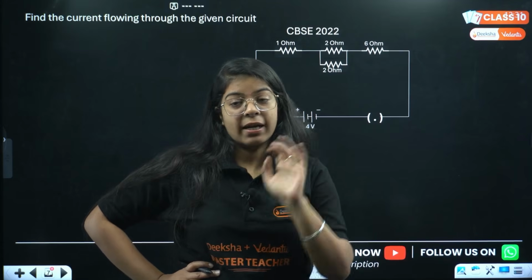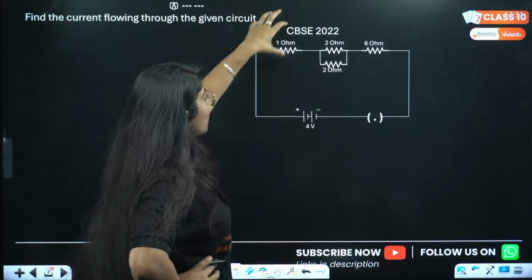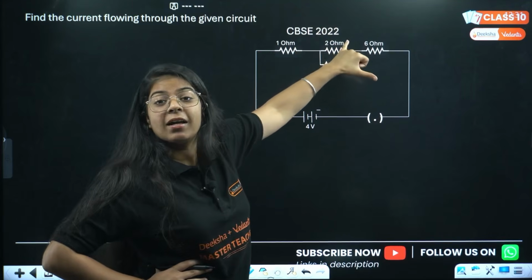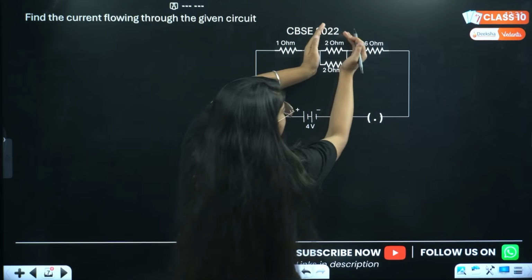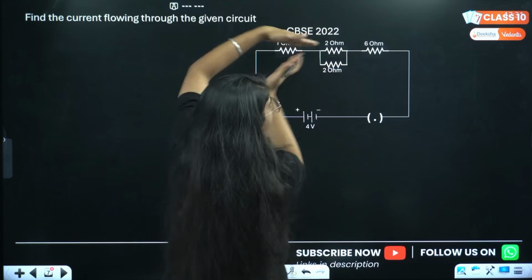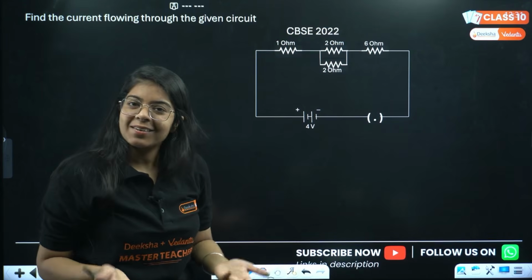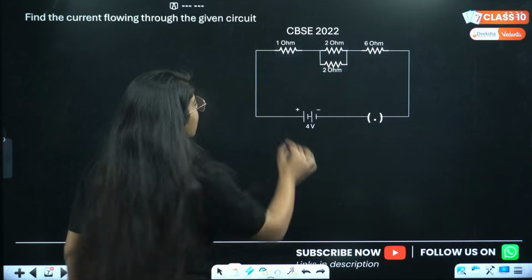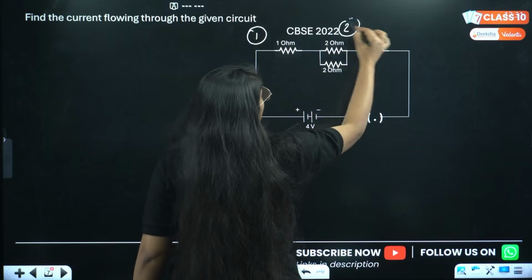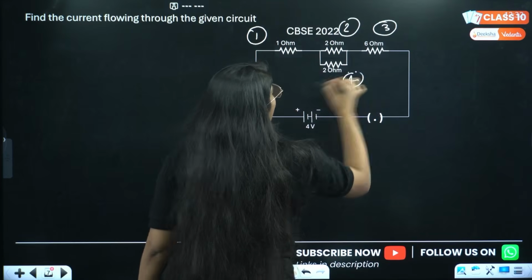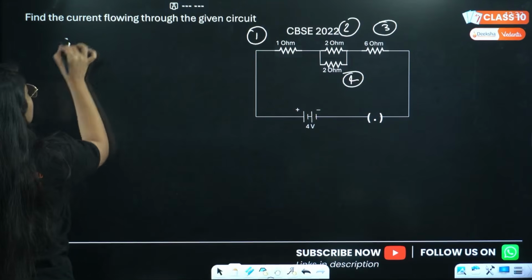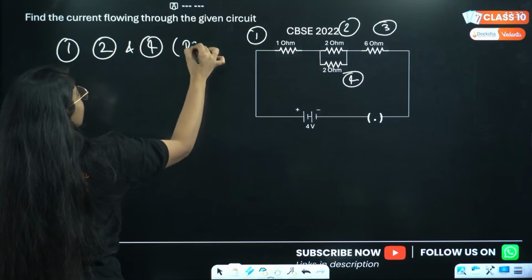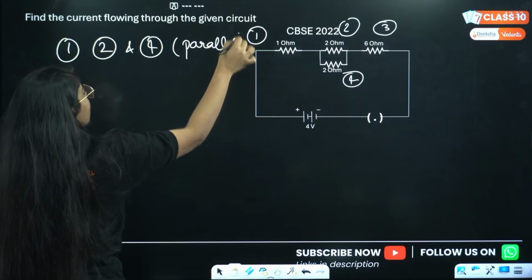Of course, one more thing, we have the series circuit. This 1 ohm and this 6 ohm are in series, but in between them we have a parallel combination. So if I solve these two, it will become one and all three will be in series, right? Very easy. So I'll solve this combination first. So let's say this is 1, this is 2, this is 3, this is 4. Let us solve 2 and 4 first. First step, 2 and 4 are in parallel, right?